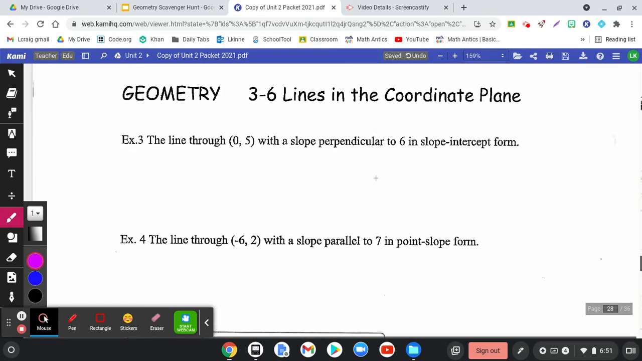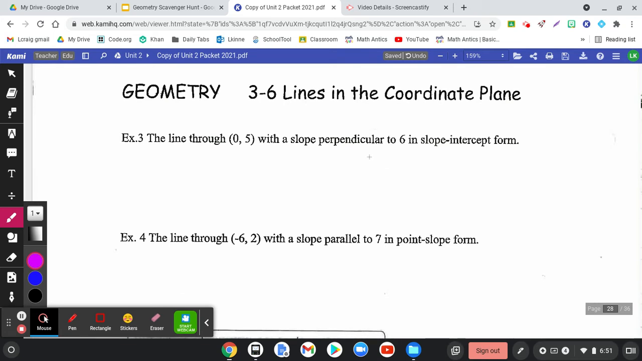Okay, here's some more on the next page. The line through the point 0, 5 with a slope that's perpendicular to 6, in slope intercept form. So that means in the end we want it to look like this. Well, they didn't give us the y-intercept though, so it would make sense. This is what I was talking about before.